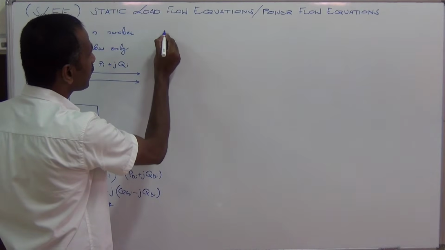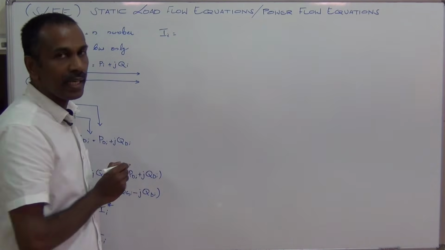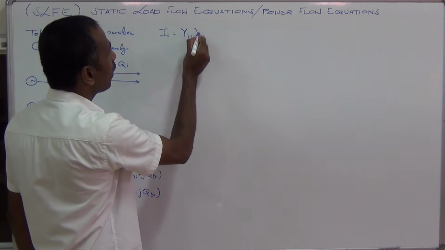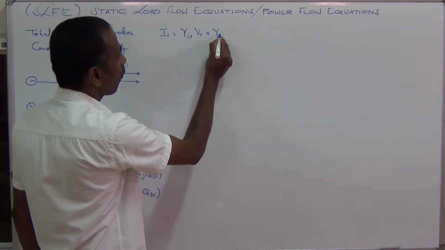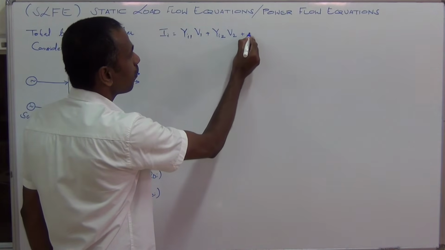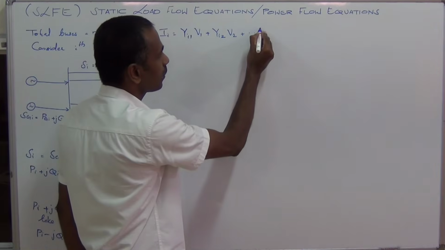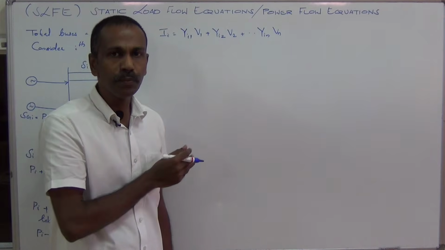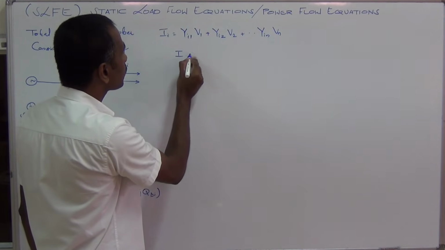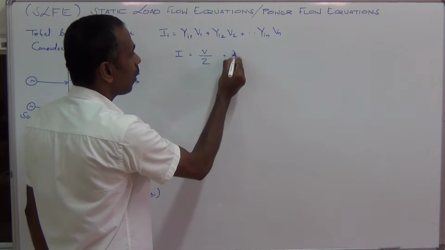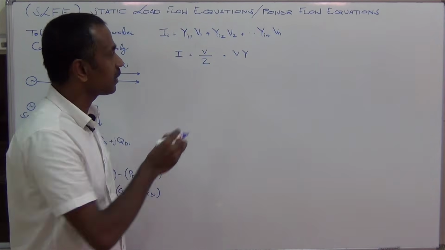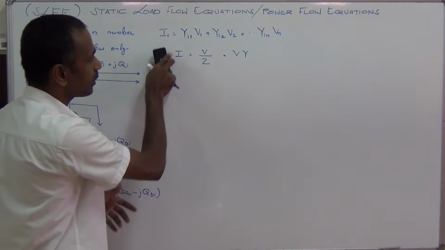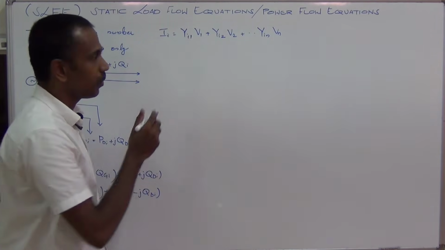The current injected at the ith bus can be written as Ii equals Yi1 V1 plus Yi2 V2 plus, we have n number of buses, Yin Vn. Actually, this is Ohm's law. The current equals voltage by impedance, or voltage into admittance. This is the equation we are using. Current equals voltage into admittance. So this is Ohm's law.